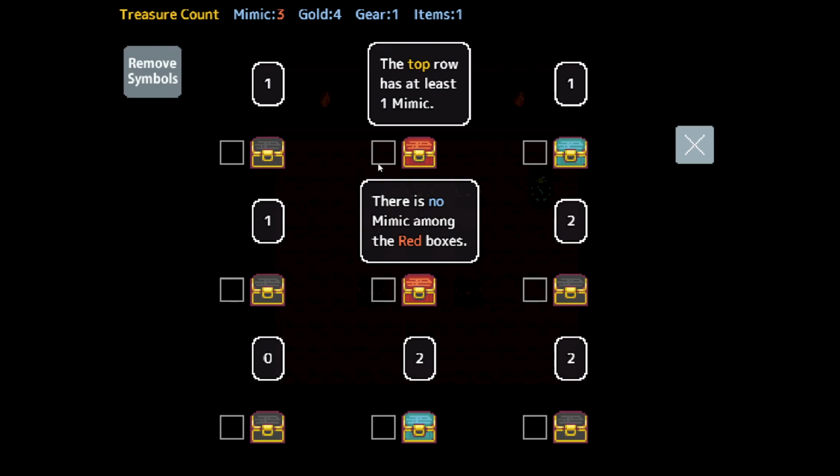The top row has at least 1 mimic. Has to be true. There's no mimic among the red boxes. Could be true or false, we don't know. There are no 3s, so if this is correct, then boom, boom, boom. That would have to be false, that would have to be false, that would have to be false, that would be true. Everything vouches, right? Looks good to me.